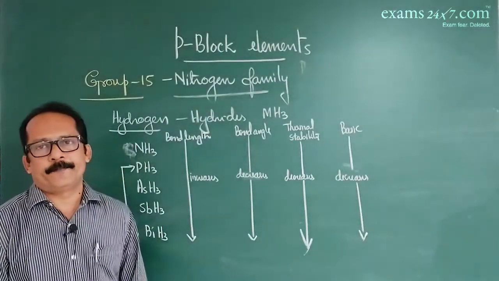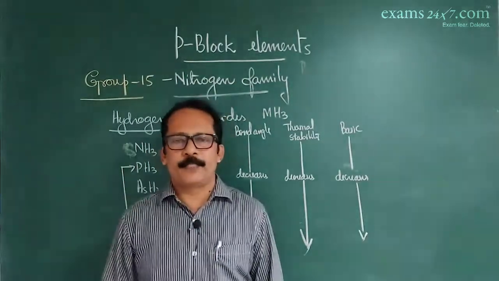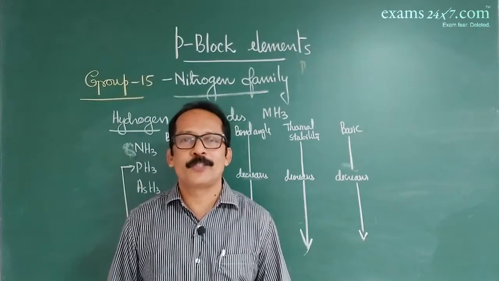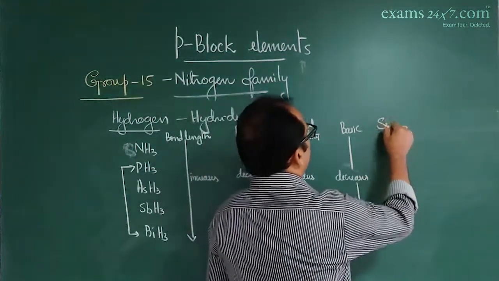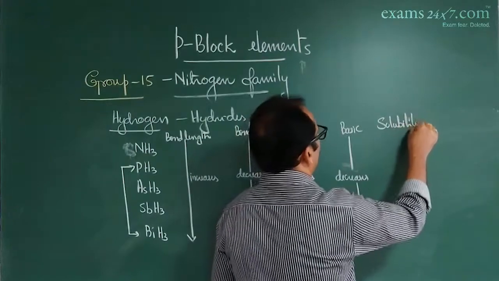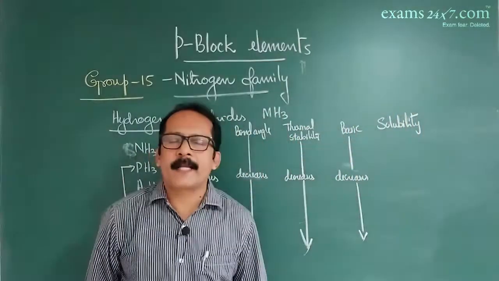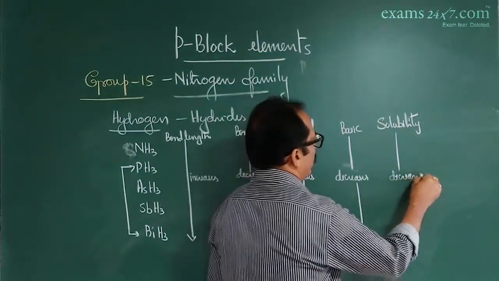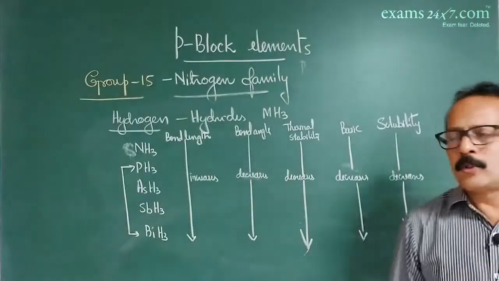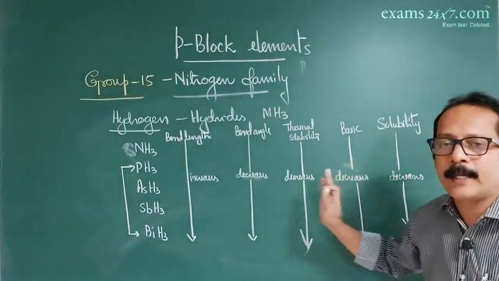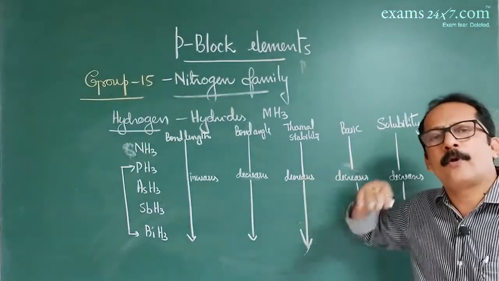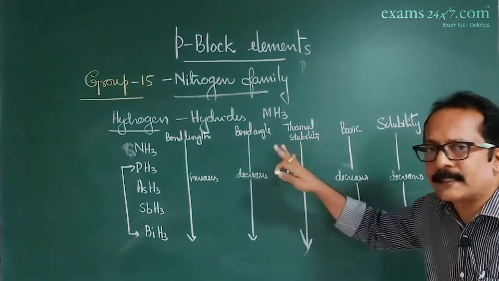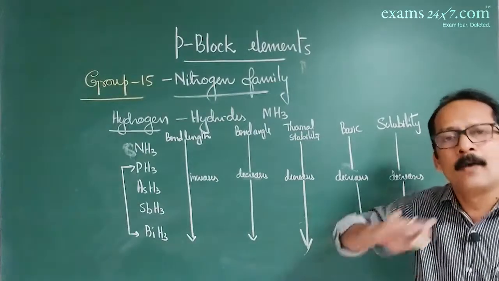Next, about the solubility property. Ammonia is highly soluble, again due to the formation of hydrogen bonds. Solubility of hydrides decreases down the group. Now, this is about reaction with hydrogen, a very, very important concept. Almost for all the groups, when they react with hydrogen, they form hydrides, and the variation of these properties remains almost the same for all the groups.